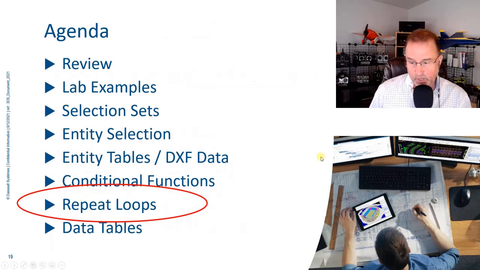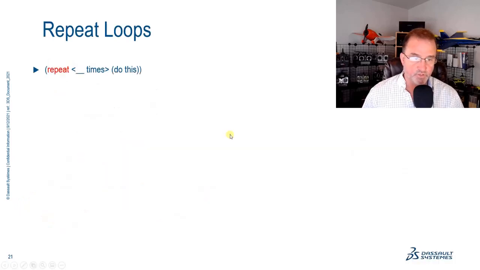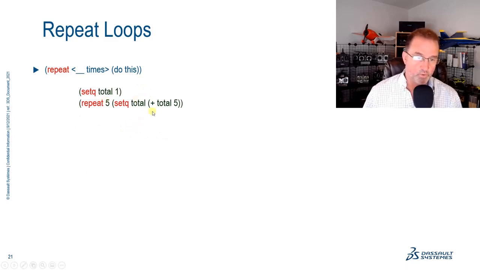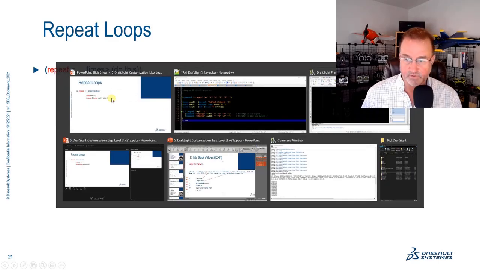So the next thing to cover is repeat loops. Oftentimes we want to repeat a sequence, and to do that we use a function called repeat. How that works is open parenthesis, the function called repeat, an integer number of times we want to repeat this, and then whatever it is that we want to repeat. A good example of that might be a counter, or we want to add a total to something. So maybe I have a total value of 1, and I want to repeat this 5 times. I want to take whatever that variable is, total, and I want to add 5 to it each time. So what happens when we do something like that? I'll just show you an example of this.